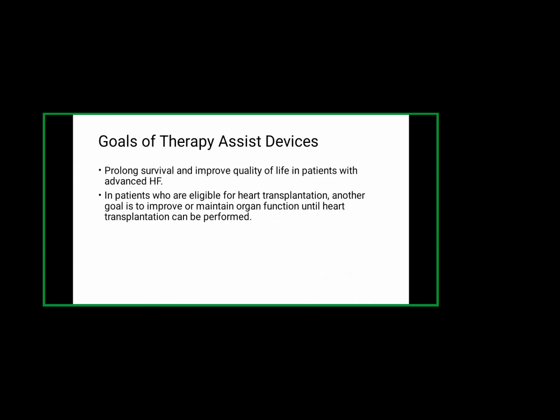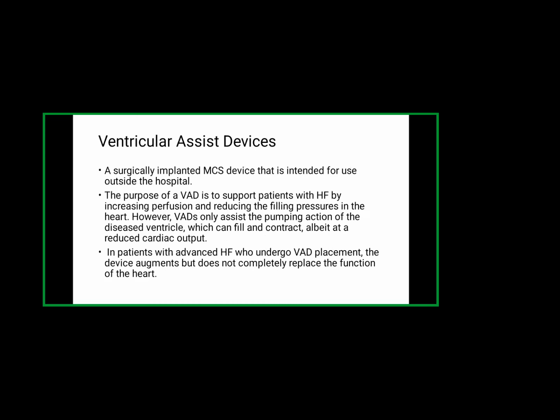So there are two major types of mechanical circulatory support devices. They include the ventricular assist device and the artificial heart. Okay, so these devices want to prolong survival and improve quality of life in patients with advanced heart failure, okay? And in patients who are eligible for heart transplantation, you want to maintain organ function until transplantation can be performed, okay? So let me start with the first one, ventricular assist devices.